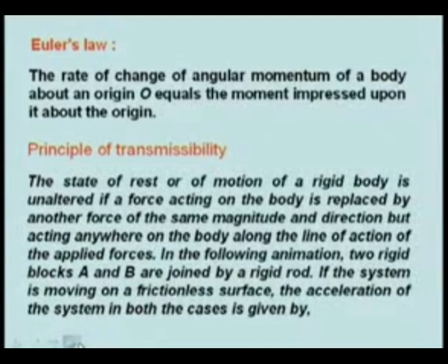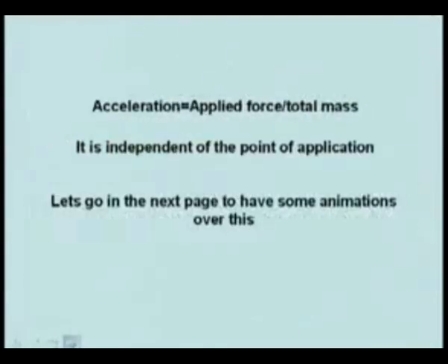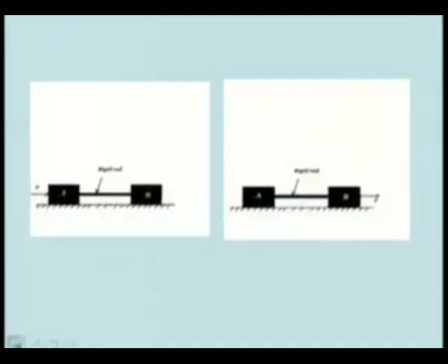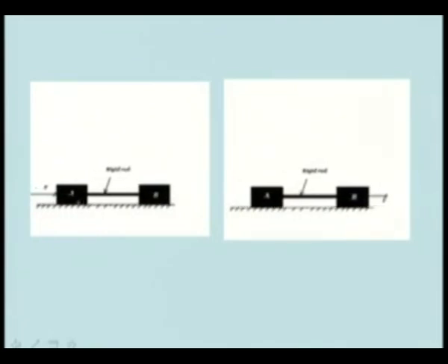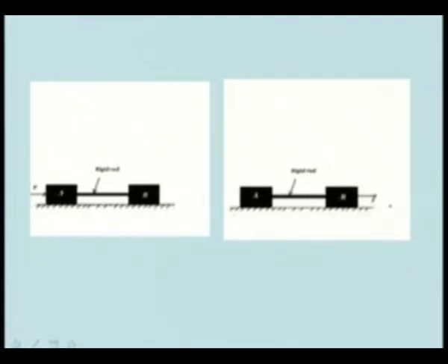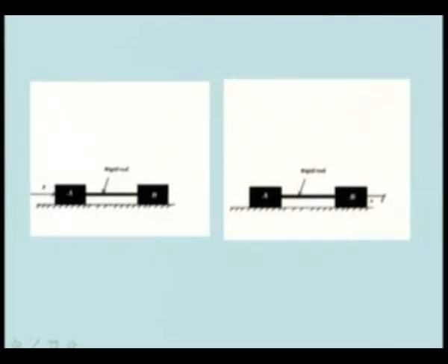In the following animation, suppose two blocks are joined by a rigid rod. Now, here I am applying a force on block A, then both the blocks are moving, because they are connected by a rigid rod. Then I am applying the same force F, but now I am applying it on block B, it is being pulled here. Then also the motion is the same, it is unaffected.